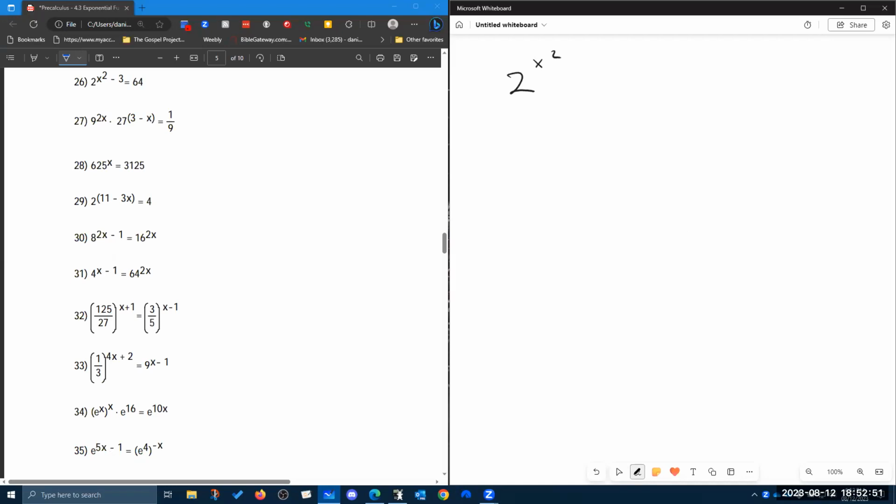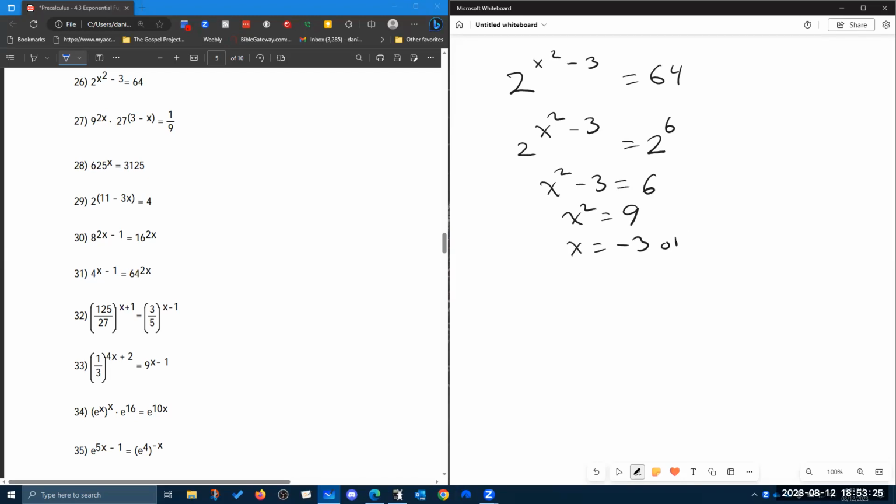2 to the x squared minus 3 equals 64. So x squared minus 3, 2 to the x squared minus 3 equals 2 to the 6th power. x squared minus 3 is equal to 6. x squared is equal to 9. x is equal to negative 3, or x is equal to 3. Both answers should work.